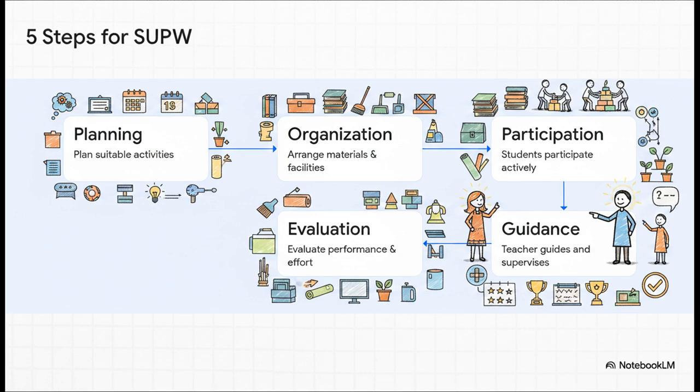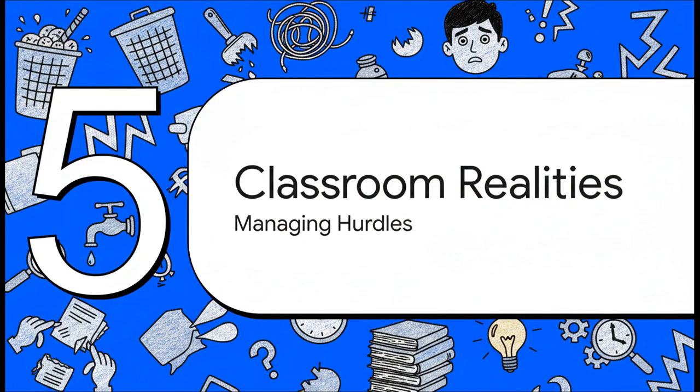Now, I really want to emphasize that Step 4, your active guidance, is the absolute pivot point here. You can't just hand 30 energetic kids some brooms or craft glue and walk away expecting magic. You have to be right there, side by side, guiding, correcting, and encouraging them all the way. Finally, Section 5, Classroom Realities and Conclusion.